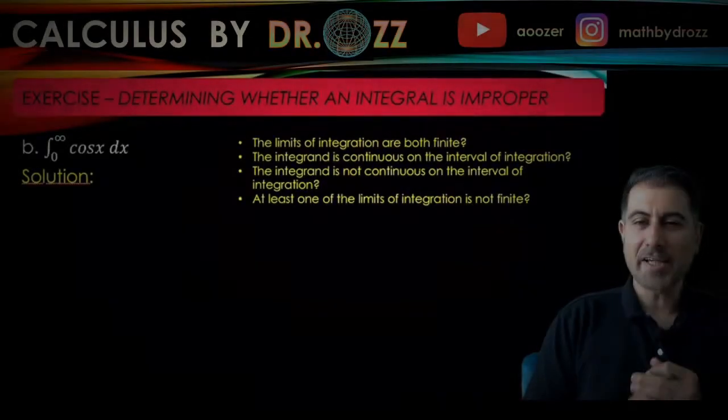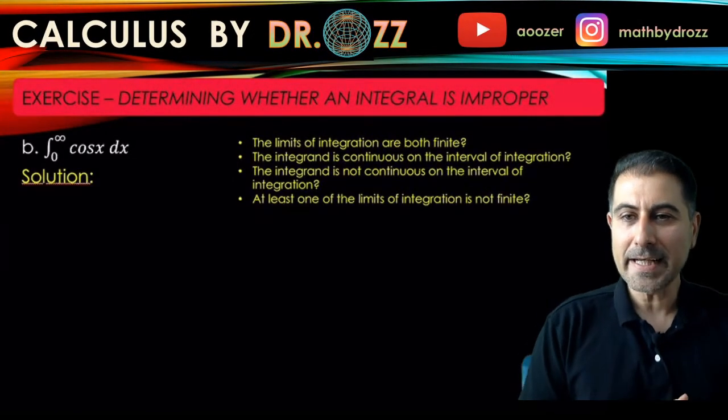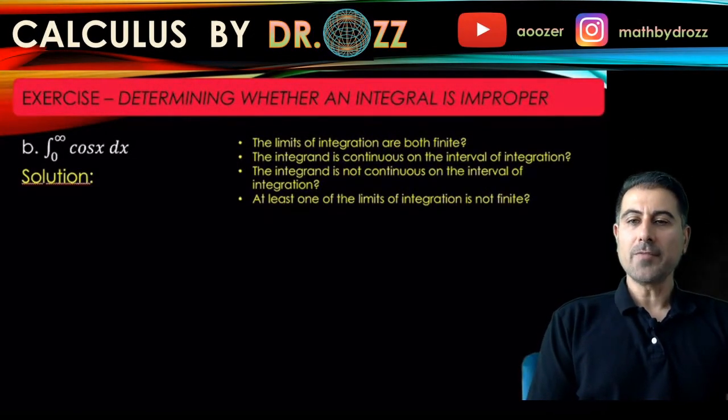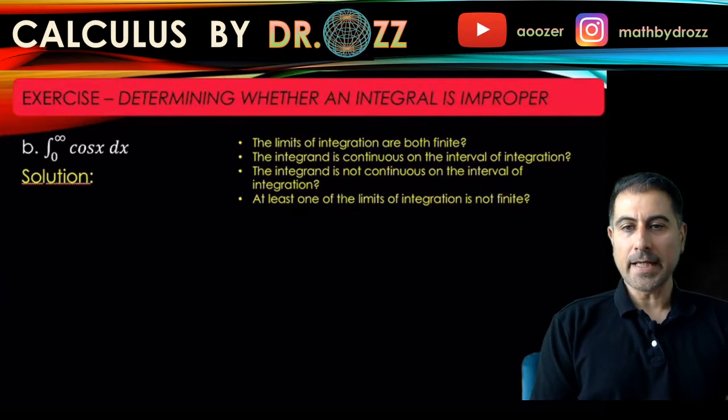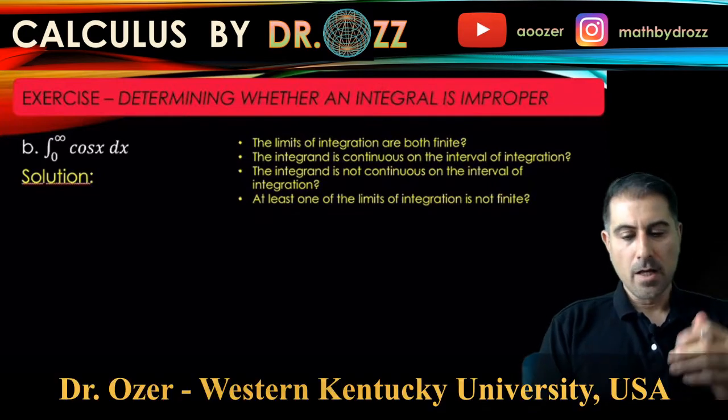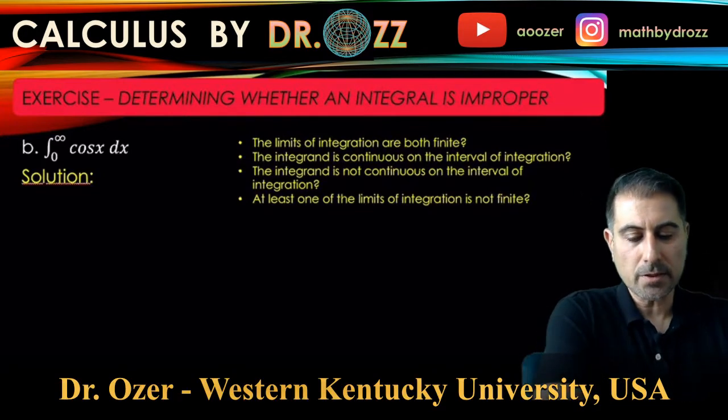All right, let's check out part B. We have the integral from 0 to infinity of cosine x dx. Okay, let's try to answer those questions here.